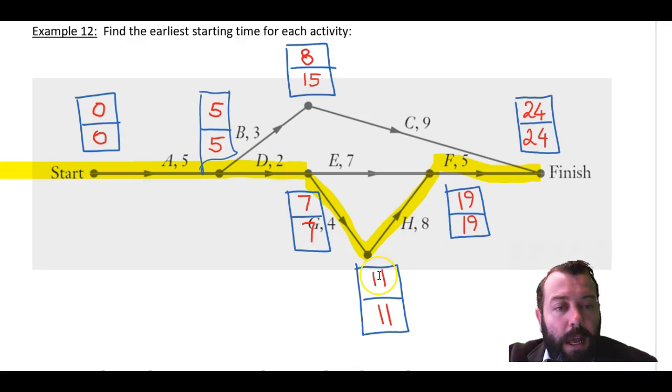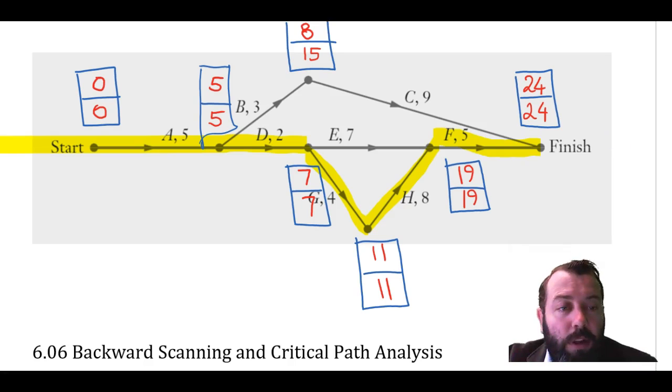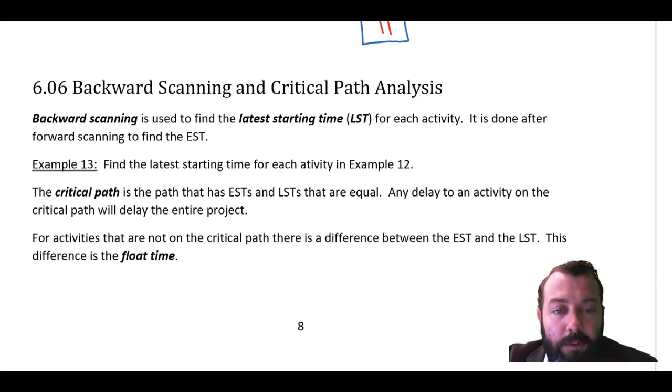So backward scanning, we work our way from the end, and again we look for the slowest path, the biggest number that I can subtract from my previous total. We keep working our way back until we have a number in the top and the bottom box. The critical path will be that pathway that has the same number in the top and the bottom of the box. Righto, we've worked that out.